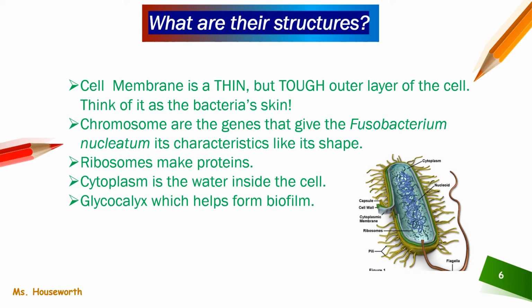So what are their structures? Well, before I tell you, I want to give you this analogy. Think about your own body. Think about how you have a heart, you have lungs, and you have skin. Well, Fusobacterium nucleatum, their cell membrane is a thin but tough outer layer of a cell. Think of it as a bacteria's skin. Chromosomes are the genes that give the Fusobacterium nucleatum its characteristics like its shape. Ribosomes make proteins. Cytoplasm is the water inside the cell, and glycocalyx helps form biofilm.